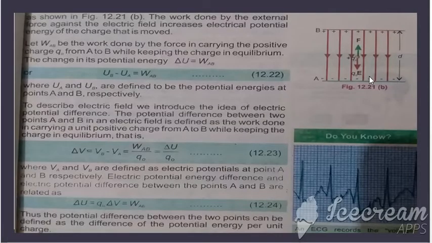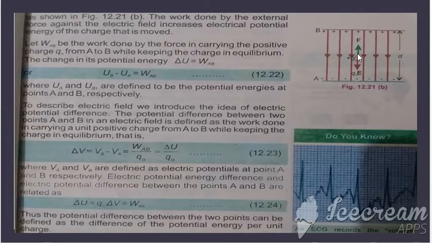Okay, now move towards this diagram and I am reading these lines. The work done by the external force against the electric force. We say that work is done in this condition, as work is a product of force and displacement. In this case, an external force is applied on the positive charge to force it to move towards the positively charged plate, and it covers some distance. So we say that work is done on the charge against the electric field, and it increases the electrical potential energy of the charge that is moved.